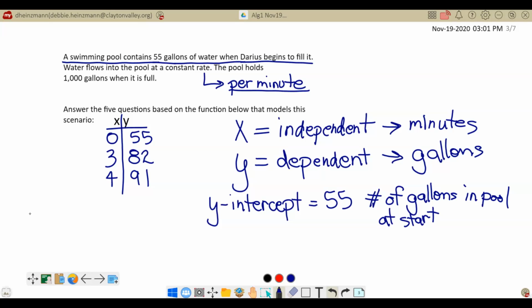All we have are 3 points. So let me just tell you, you can do this one of 2 ways. You can still do your subtracting your y's and subtracting your x's. And if you look right here, this is going to be easy because 4 minus 3 is 1. So we've got 91 minus 82 divided by 4 minus 3.